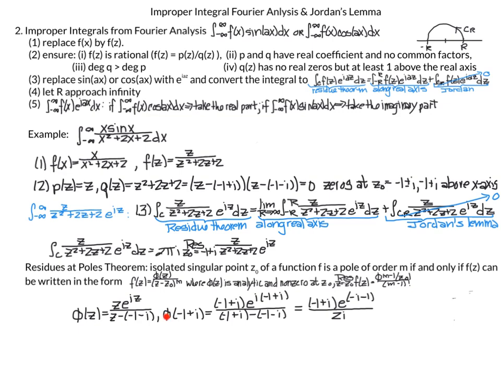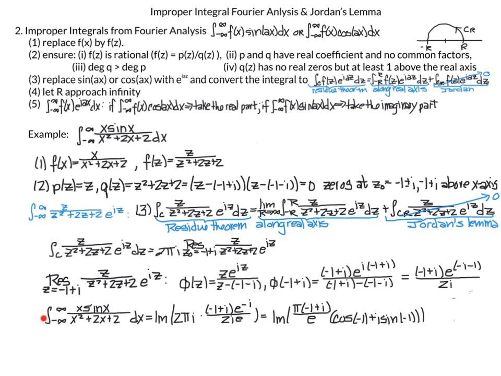So then I can plug in phi of minus 1 plus I. That's my singularity above the x-axis, and I get minus 1 plus I e to the minus I minus 1 all over 2I. To make a little more space, I'm going to get rid of this residue theorem and move this up a little bit.